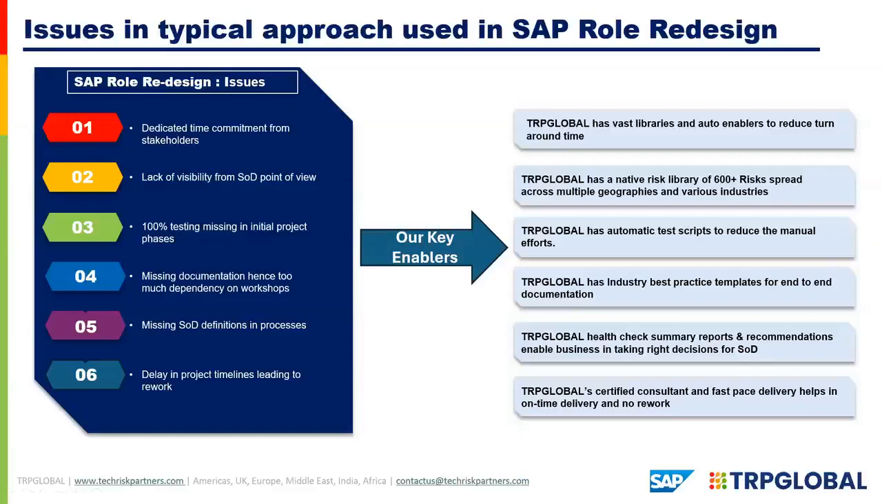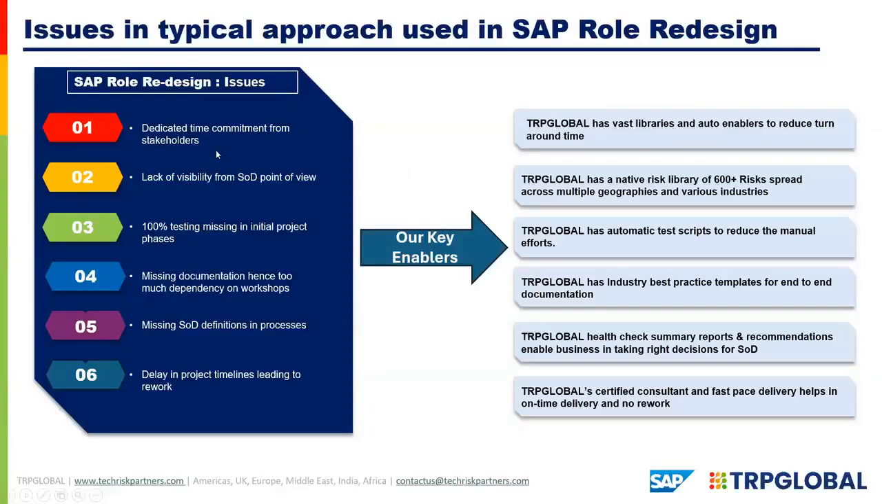Here are the issues that typically come up when we do a role redesign project. The first thing is getting dedicated time from the stakeholders. It is very important, whenever we execute a project, to get time from the stakeholders, because we as technical consultants, functional consultants, or subject matter experts do not have all the details. It's specific to a particular industry or the business involved in a role redesign project. So it is very important to get committed time from the stakeholders.